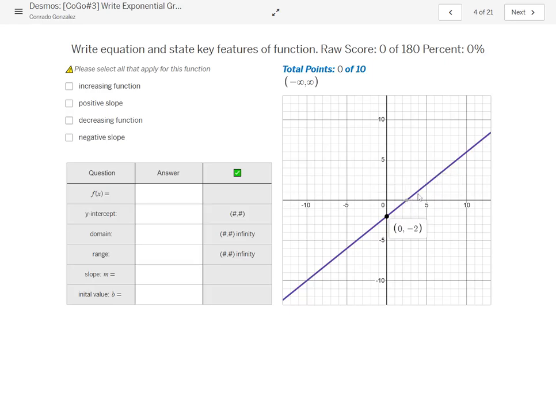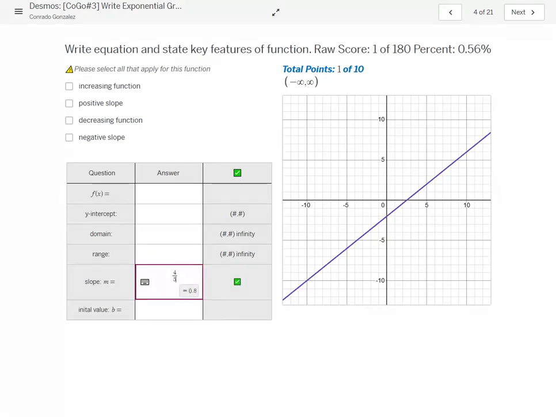Let's get rid of this one here. I don't need that one. It goes to, if you tap just right, it starts at -2 and it goes up to 2. So that means it goes up 4. It goes up 4 and runs 5. So the slope is rise 4 over 5.